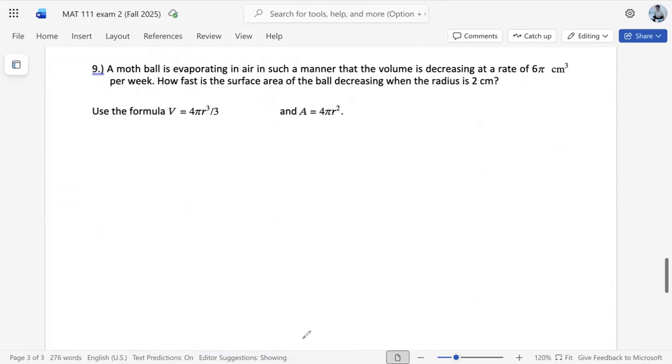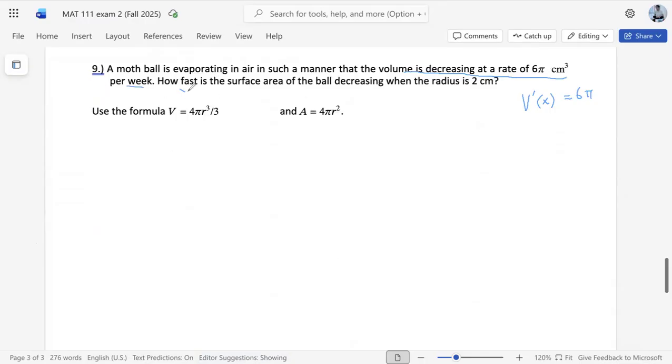Let's see 9. A ball is evaporating in the air, so the volume is decreasing at the rate of 6 pi cm cubed per week. So this gives us the V prime, the rate of change.